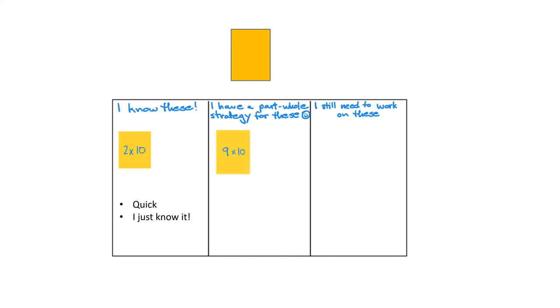The next fact that you might draw is 9 times 10. And if you had a part-whole strategy, like let's say you thought about 10 times 10 is 100, and so you just took away 10, and that gave you 90, and you were able to do that pretty quickly with that kind of a strategy, or maybe you said 5 times 10 is 50, and another 4 tens is 40, so 50 plus 40 is 90, that would be part-whole thinking as well. So as long as you can solve it quickly with a part-whole strategy, it goes in the middle column.